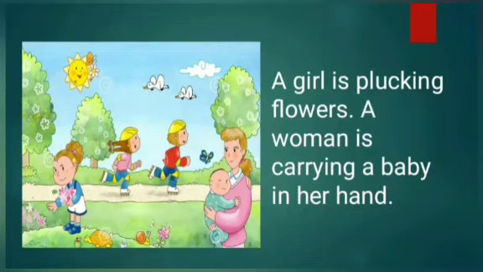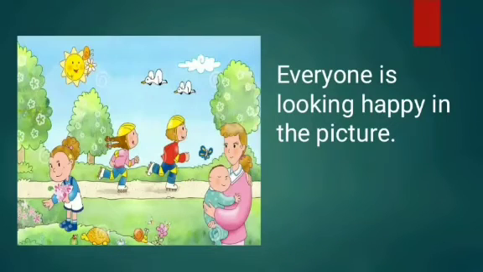So which is the main character? I can see a girl and a woman. So first I will write a girl is plucking flowers. Next line will be a woman is carrying, or you can write holding, a baby in her hand. Now the last line, that is the conclusion of the picture composition. So everyone is looking happy in the picture. This is the last line and the concluding line of the picture composition.